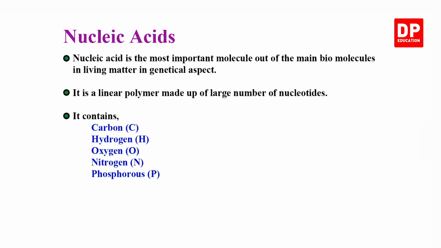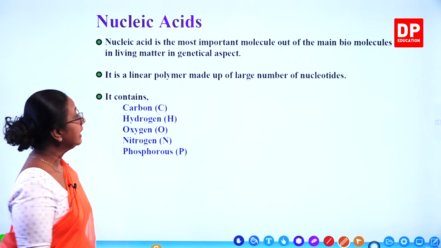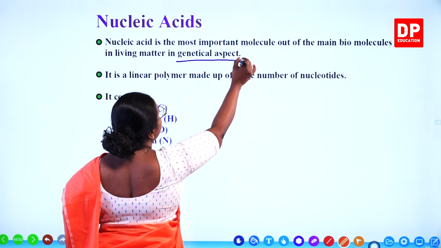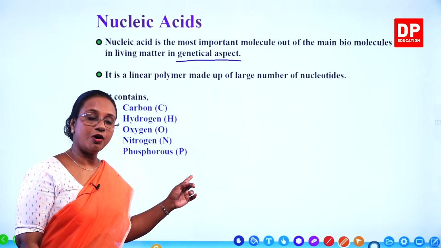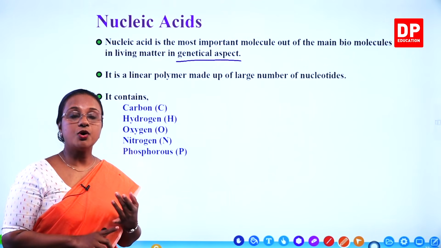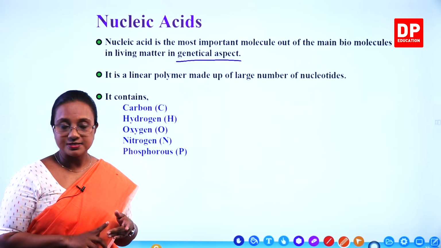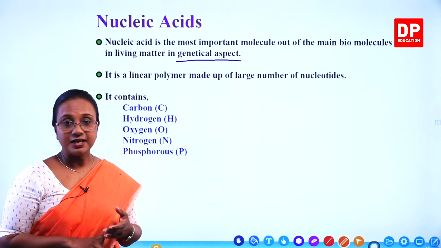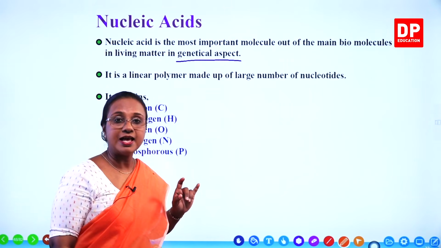So, nucleic acids. Nucleic acid is the most important molecule out of the main biomolecules in living matter in the genetical aspect. So, this is a special thing new to y'all up to now. We didn't discuss the genetical aspect. We saw that carbohydrates, proteins and lipids are usually structural components. They provide energy, but none of them had this genetical aspect.